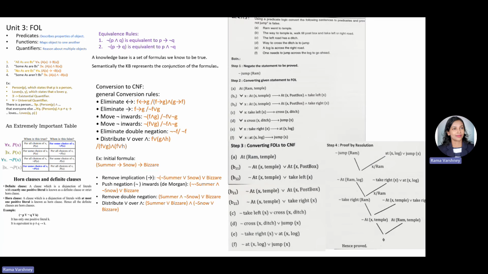Now I take an example. Remove implication. Summer or snow or the bizarre. Push negation inwards, this is De Morgan's law. Then we start with removing double negation and distributing or over and. Now let's understand the example for better understanding.